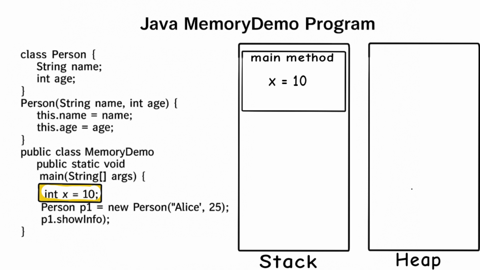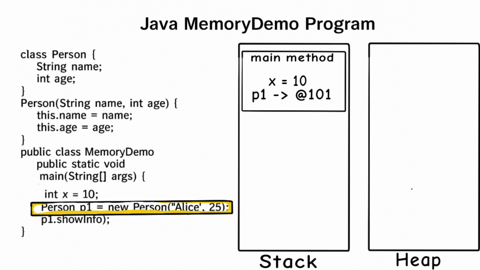Now, we create a new object using the new keyword. The variable p1 is stored in the stack, but it doesn't hold the object itself. Instead, p1 stores a reference or address that points to the object in the heap. Inside the heap, the Person object is created with name equals Alice and age equals 25. So the stack holds the reference, and the heap holds the actual data.